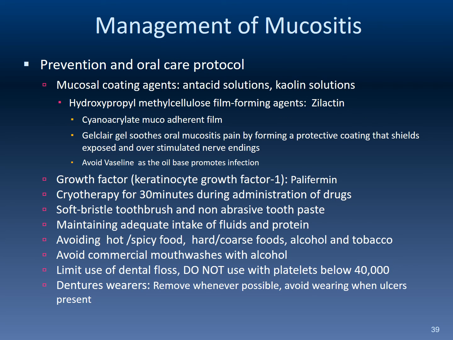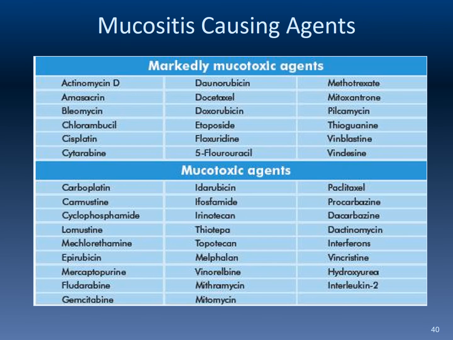Take a moment to review this slide as it gives you the prevention of an oral care protocol for mucositis. Typically, we have patients that will use cryotherapy for about 30 minutes, soft bristle brushes, avoid any type of hot, spicy foods or anything that would abrade the tissue, any commercial alcohol mouthwashes, and you're going to be limiting dental floss during this time until their platelet level is back to normal.